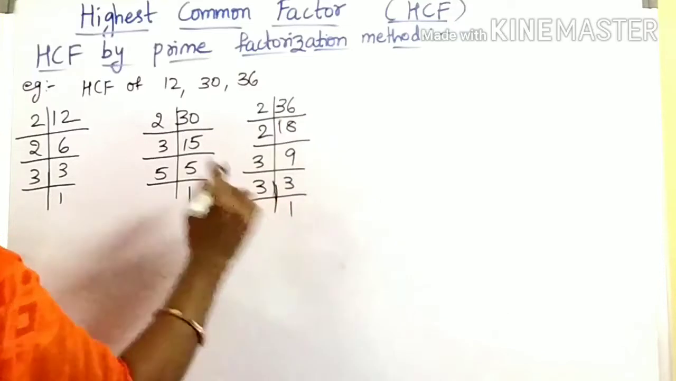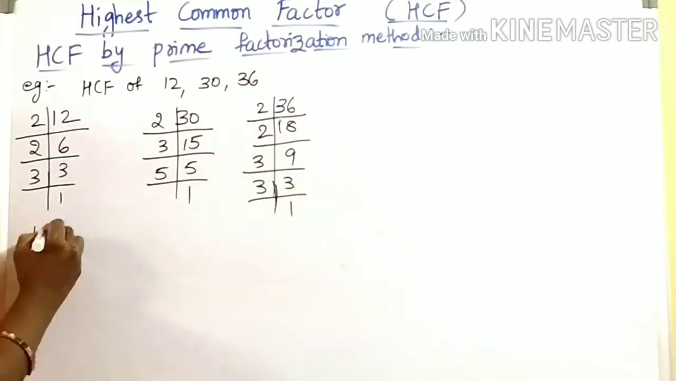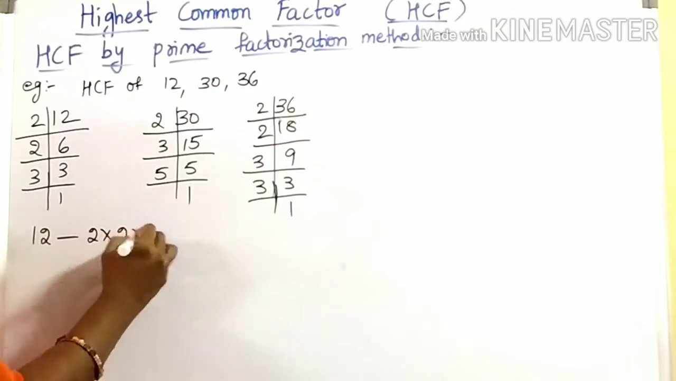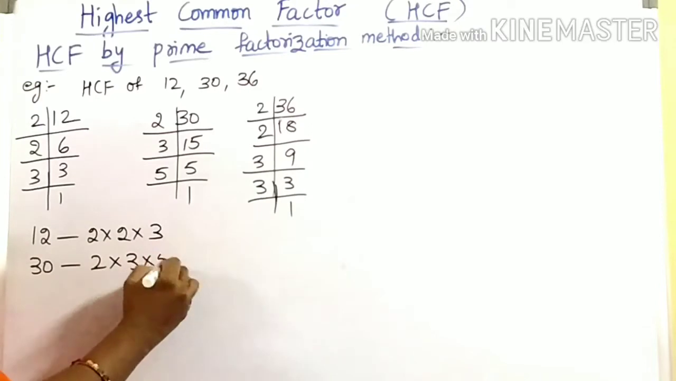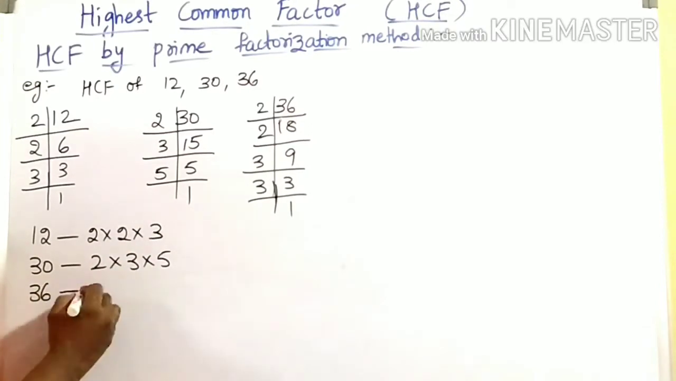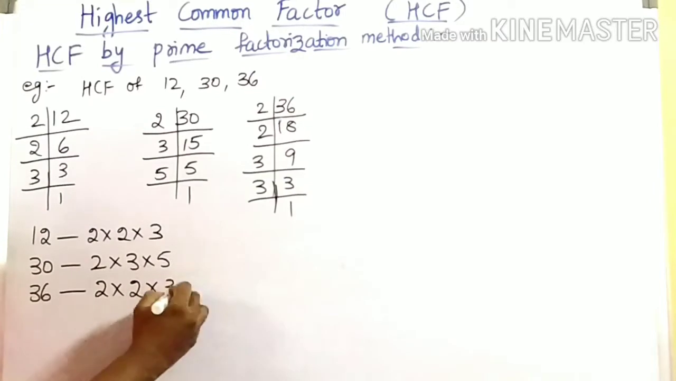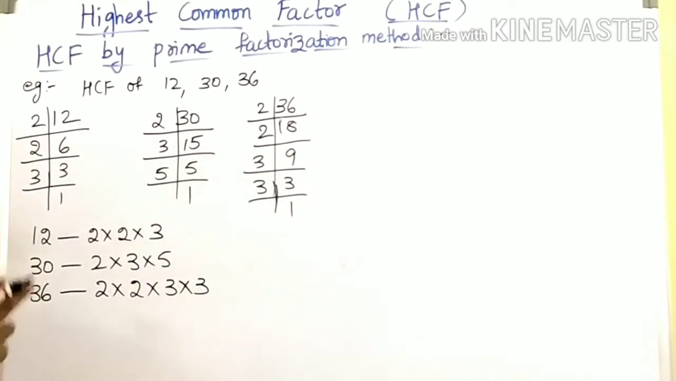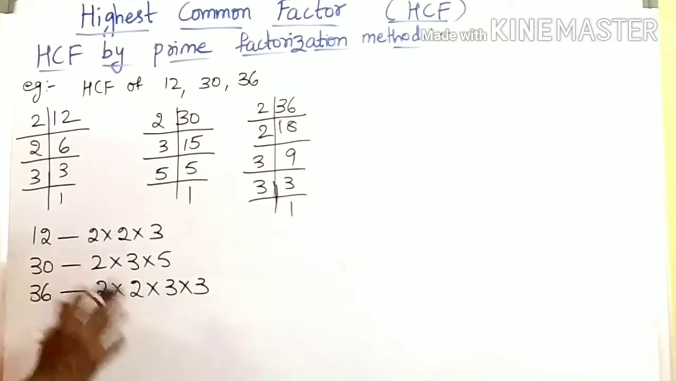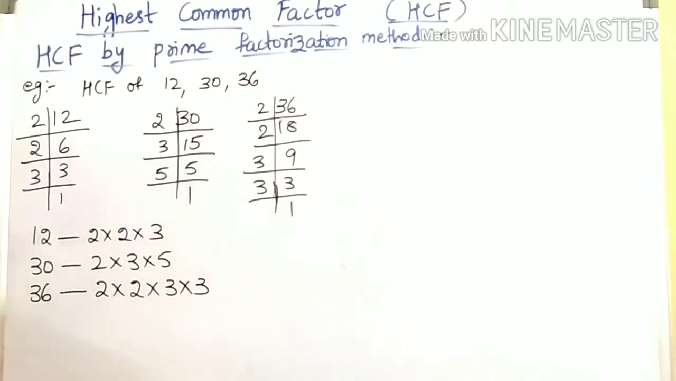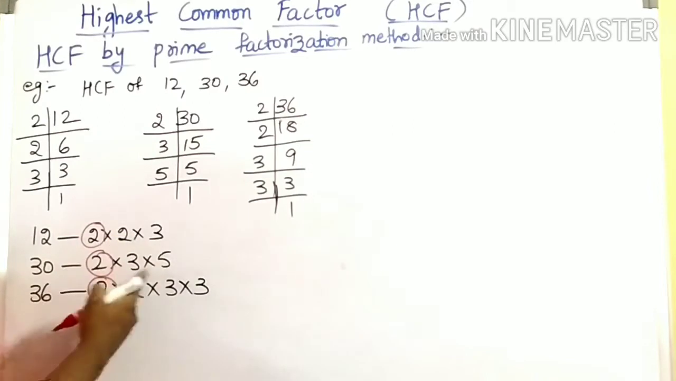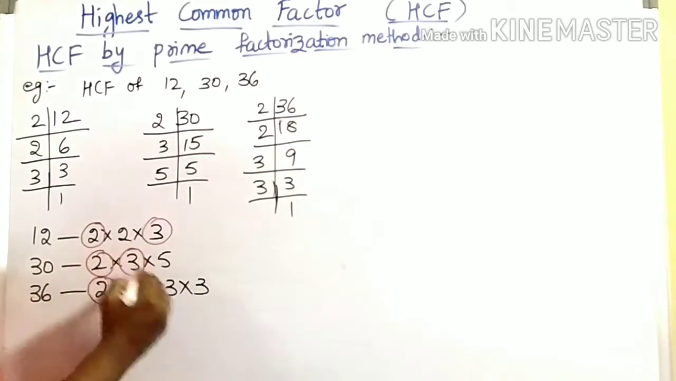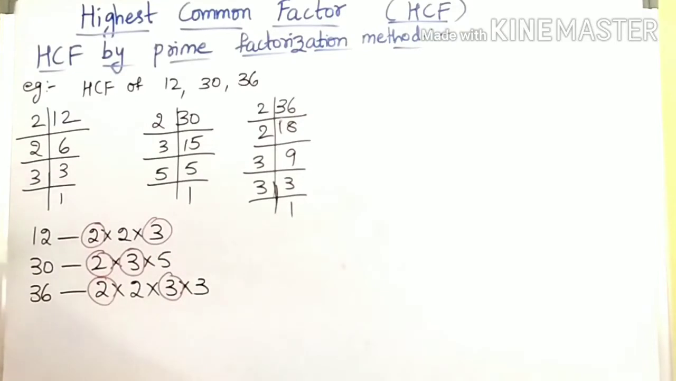You have to take only prime numbers here. Now 12 you got as 2 into 2 into 3, and 30 as 2 into 3 into 5, and 36 as 2 into 2 into 3 into 3. Now list the common factors of these 3 numbers. 2 is common in the 3 numbers. Next 2 is here but not in 30. Next 3 is in all. So 2 and 3 are the common factors.